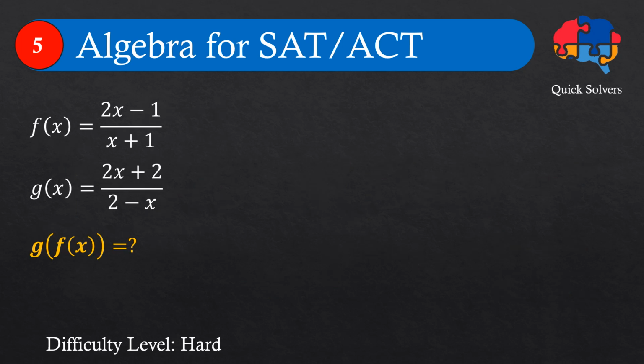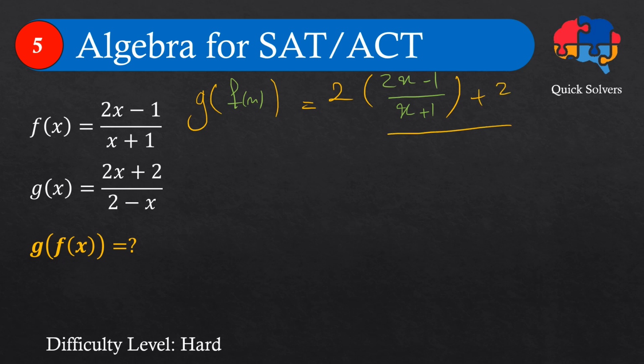Okay, let's do it. We have g of f of x, which is 2 times f of x, and instead of f of x I'll replace that by the definition of f of x, which is 2x minus 1 over x plus 1. Okay, and then we have a 2 here. Then in the denominator we have 2 minus f of x, which is 2 times x minus 1 over x plus 1.